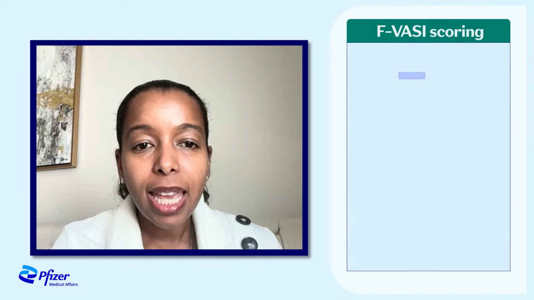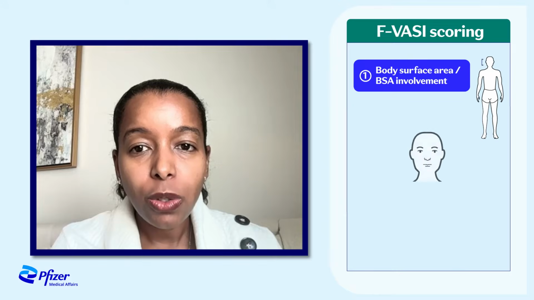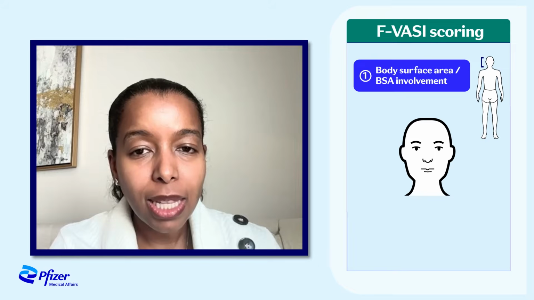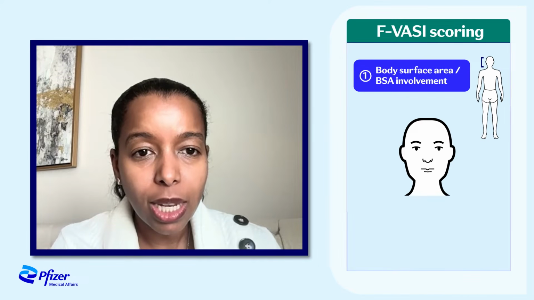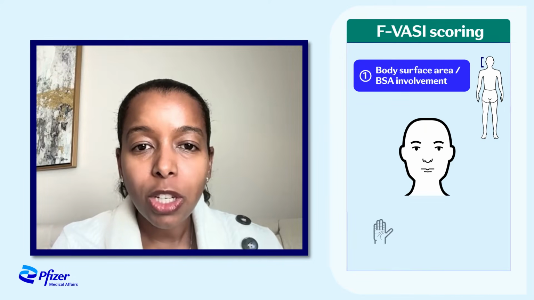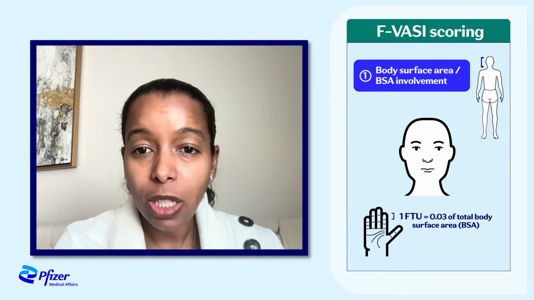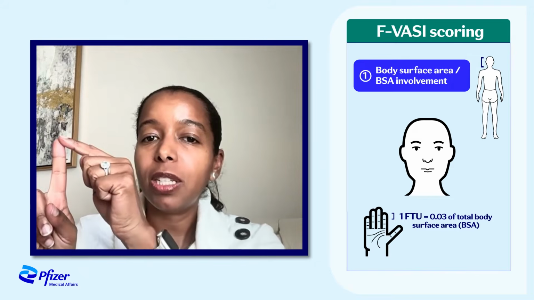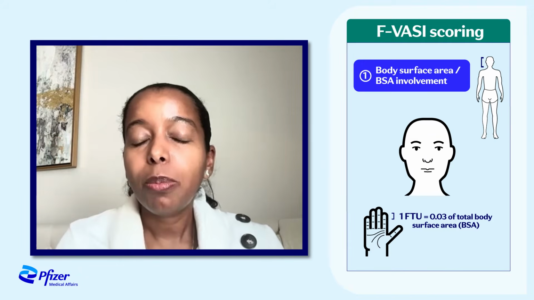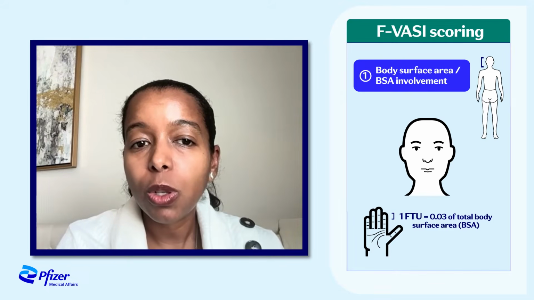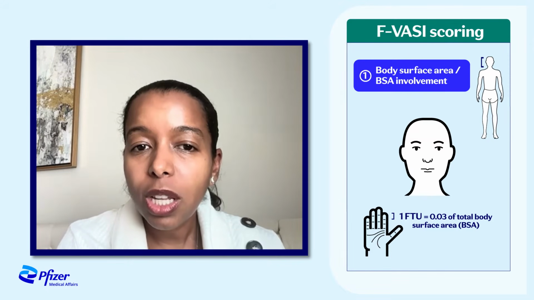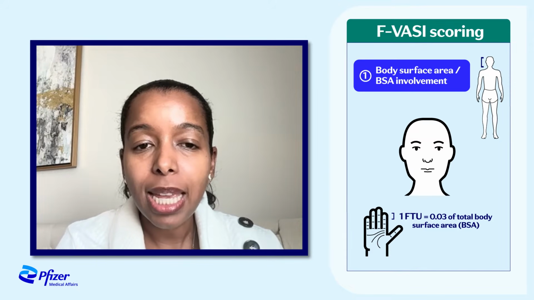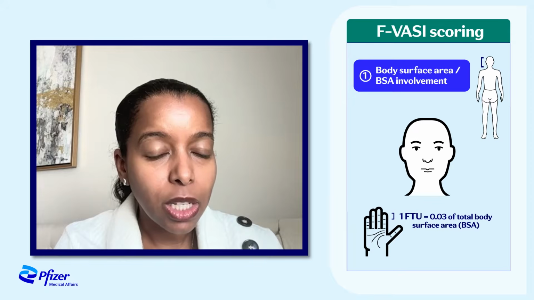Now, F-VASI is a clinician-reported outcome measure used to assess the extent and severity of vitiligo on the face, using a standardized method designed specifically for the facial region. Vitiligo lesions are measured using a fingertip unit, or FTU. So 1 FTU is equivalent to the distance from the tip of the patient's finger to the first joint, and it's approximately equal to 0.03% of the total body surface area, or just under 1% of the face. Using the patient's finger ensures this ratio is maintained even in our pediatric populations.